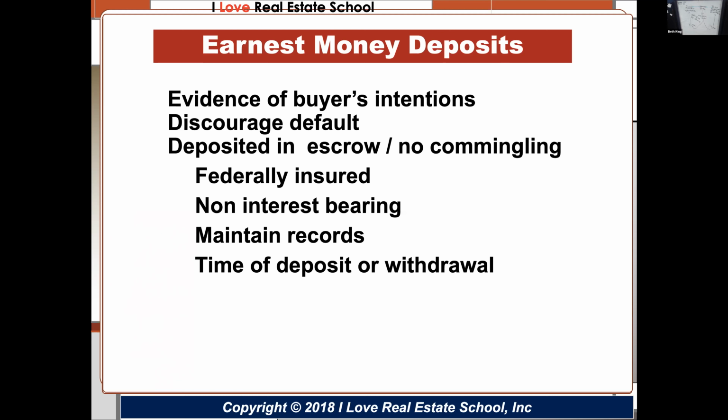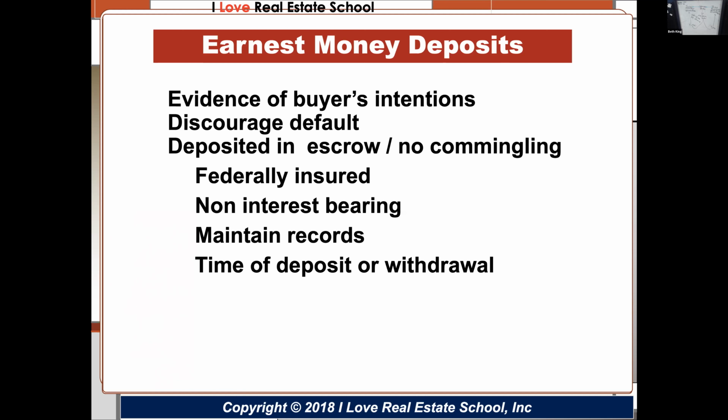Earnest money is evidence of the buyer's intention. That's where it comes from. It's earnest. I'm being earnest in making this offer to you. So I'm putting up, or Angel's putting up $5,000 to show you that he's earnest about this, right? So the idea is it's meant to discourage default. And here's what I'll tell you. When I'm looking at offers for my clients, and I got one guy at 1,000, and I got one guy at 3,000, and I got a guy at 10 or 20,000, who do I think's more serious?